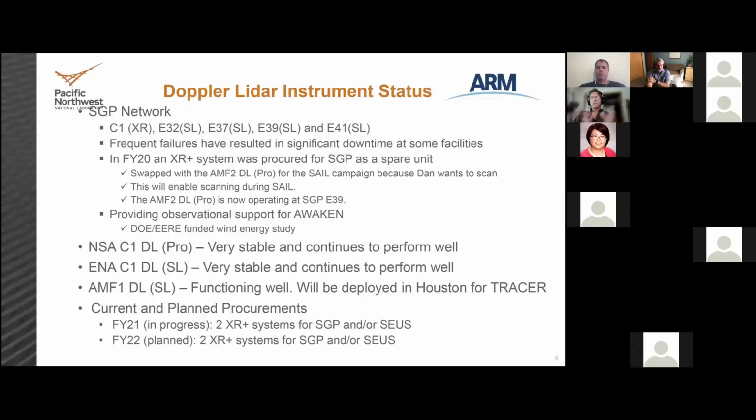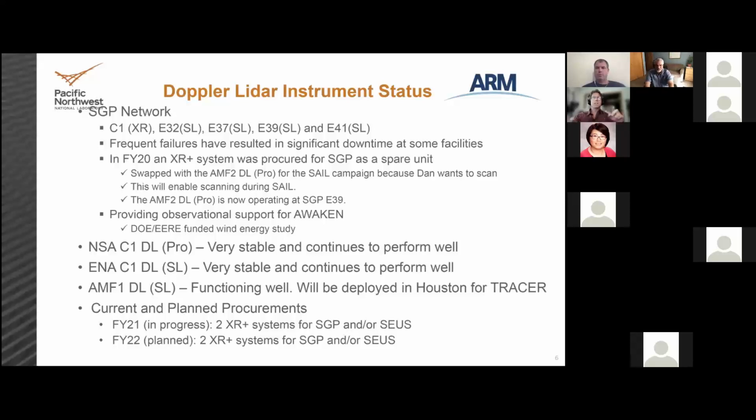The whole idea is the system operates as a spare. The XR Plus, however, is probably the best LiDAR system that Halo produces, so it's quite a capable spare system. So we took possession of that system last summer. Since then, it's been used in a number of different ways, both as a spare and for doing dual Doppler measurements at C1.